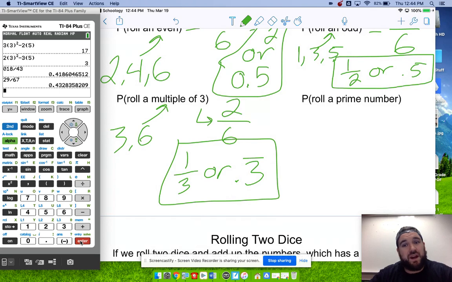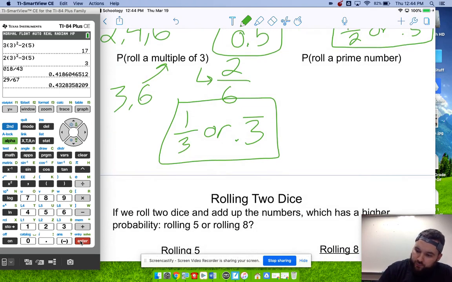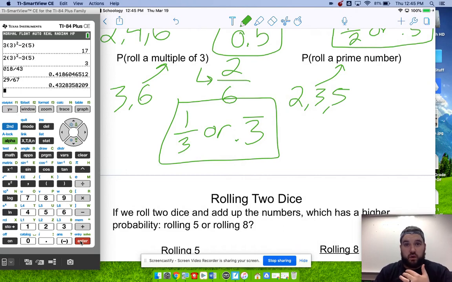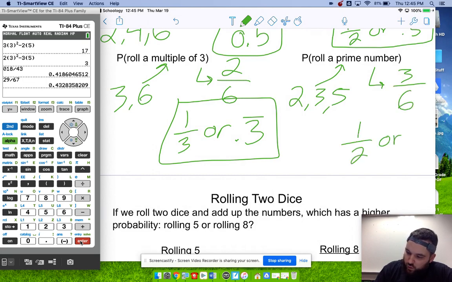And then finally, what's the probability I roll a prime number? If you remember, a prime number means that the only factors are the number itself and 1. 1 is not a prime number because it only has one factor, which is just 1 times 1. 2 is the only even prime number. 3 is prime, and so is 5. 4 is not prime because you do 4 times 1 or 2 times 2. And then 6 is either 6 and 1 or 2 and 3. So again, we have a probability that is 3 out of 6, which is 1/2 or 0.5.